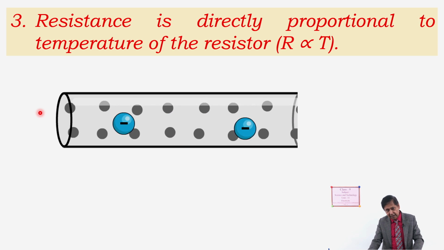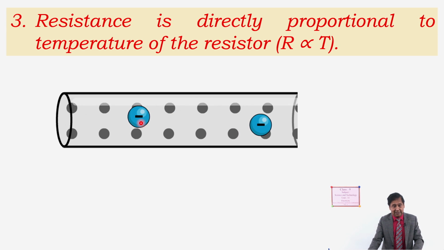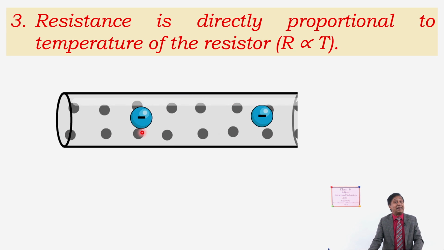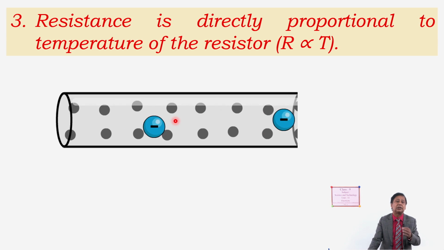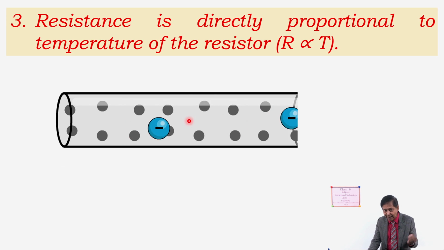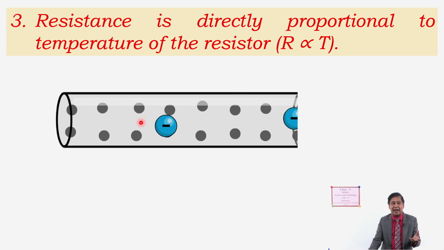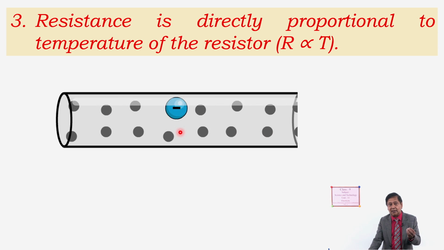And if electrons are flowing through this conductor and the rate of vibration of the molecules is high, the temperature is more, then the number of collisions with the atoms will be more. I mean to say the electrons collide with the atoms many more times when it is hot.